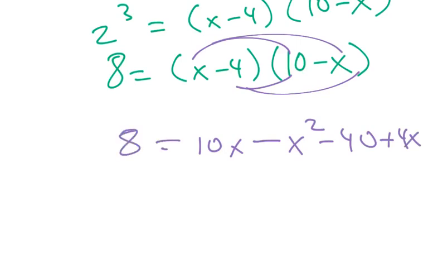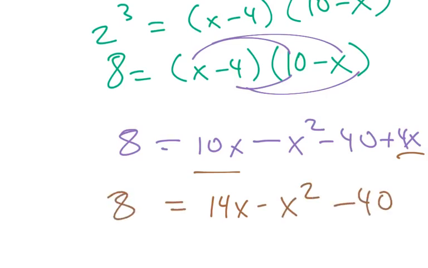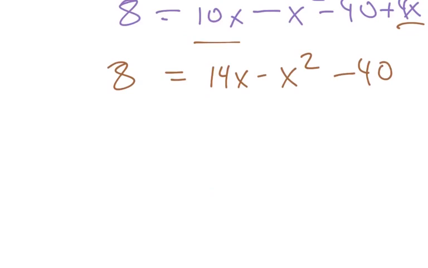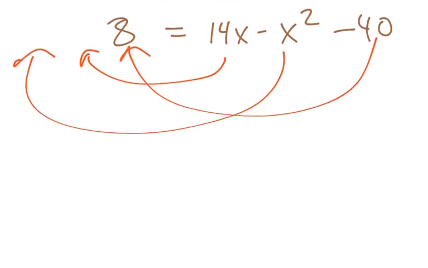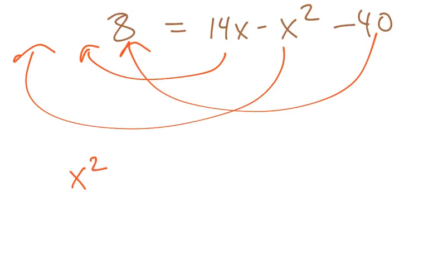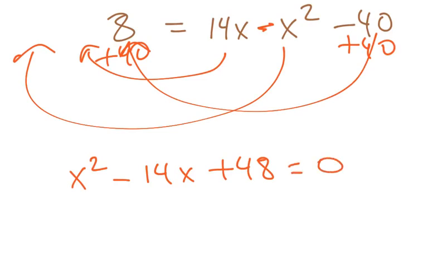Let me consolidate like terms. So 10x and 4x is going to give me 14x minus x squared minus 40 equals 8. I'm actually going to move everything over to the other side, so that just means I'm going to change my signs. So notice this was negative x squared, so now it's going to be plus. This is 14x, so now it's negative 14x. Here I'm going to add 40 to both sides, so it gives me 48, and that is equal to 0.